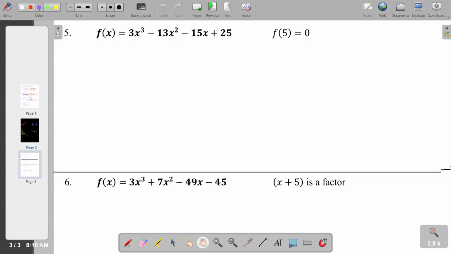So we are going to start the process the same way. Synthetically, we're going to set up a division problem of the 3, -13, -15, 25. And then we're going to set it up upside down division sign. And what are we going to synthetically substitute?